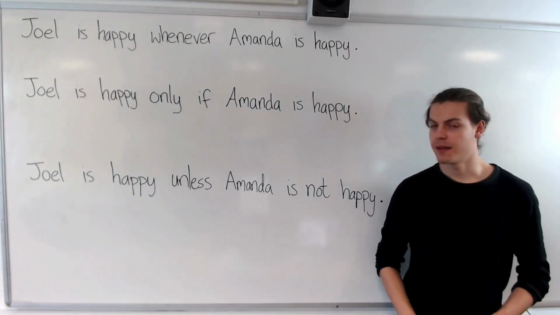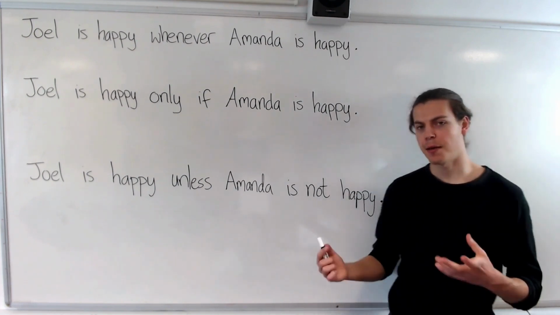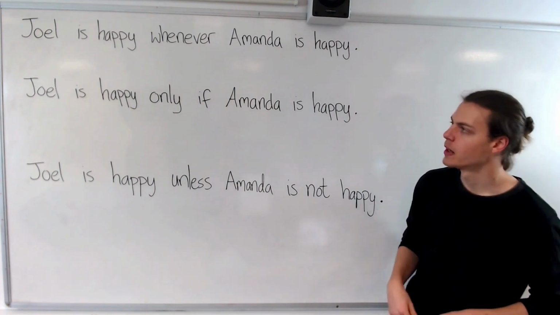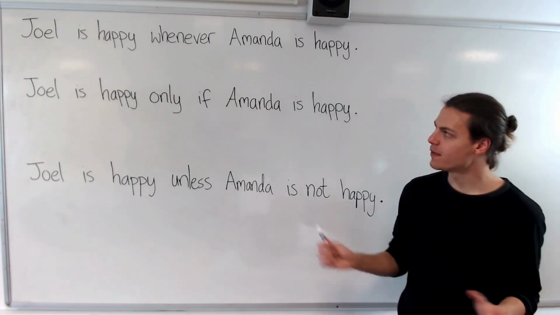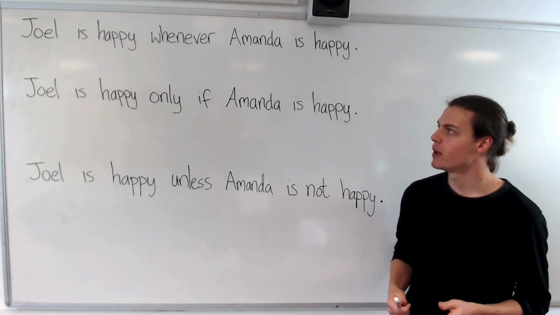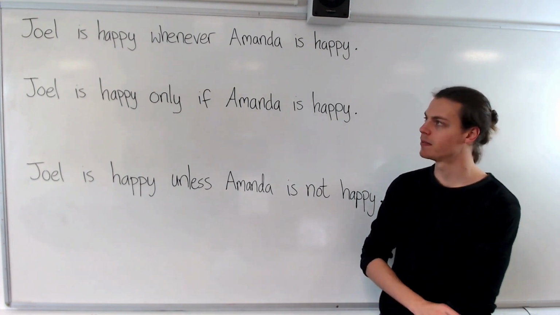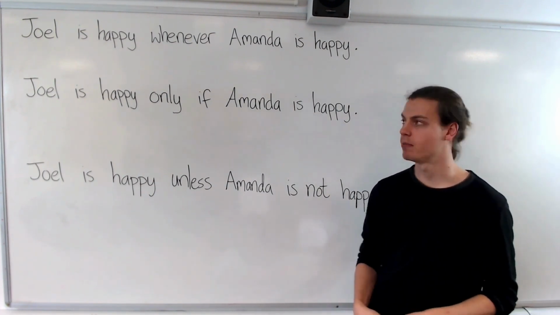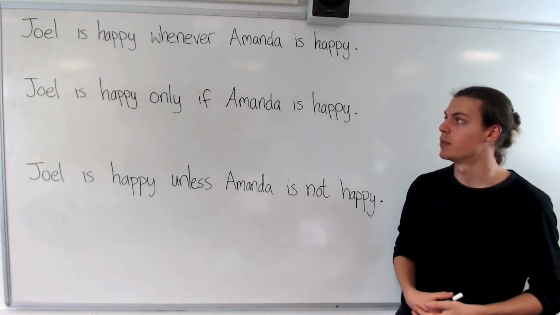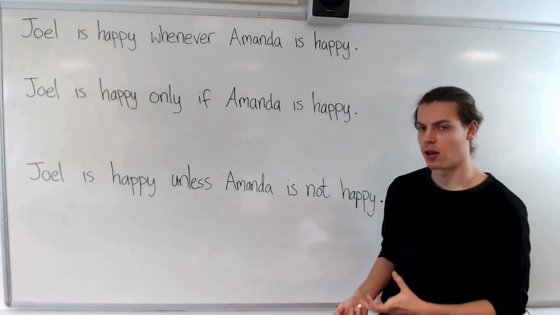We want to express these three statements in the form if something, then something else. So let's look at the first statement. Joel is happy whenever Amanda is happy. So if Amanda is happy, then Joel is happy, right? Because Joel is happy whenever Amanda is happy. He may also be happy when Amanda is not happy, but certainly if Amanda is happy, then Joel is happy.